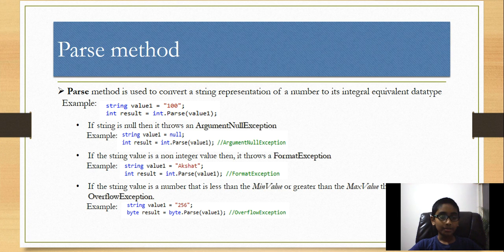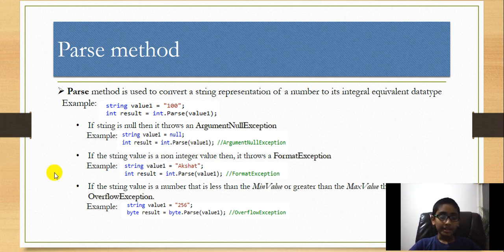Now we're going to talk about some more details about the parse method. If the string value is null, then it throws an argument null exception. Here I'm assigning the value null to a string, and then I'm creating an integer and trying to parse that string. At compile time there will be no error, but at runtime there is going to be an error.